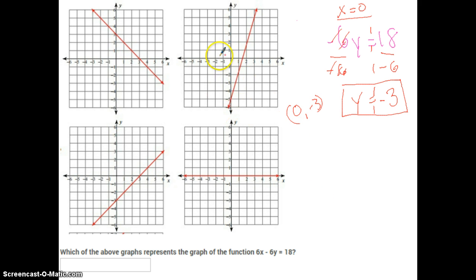That happens when x is 0, y is -3. There's really only one of these functions that could possibly be correct, and it is this one.